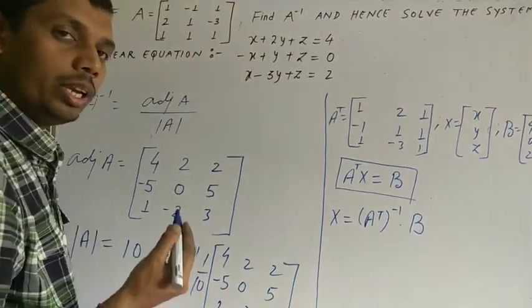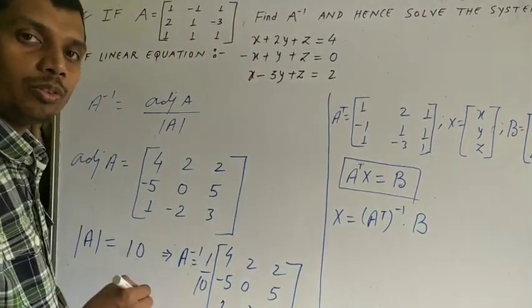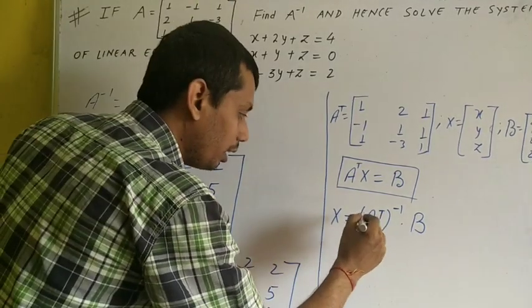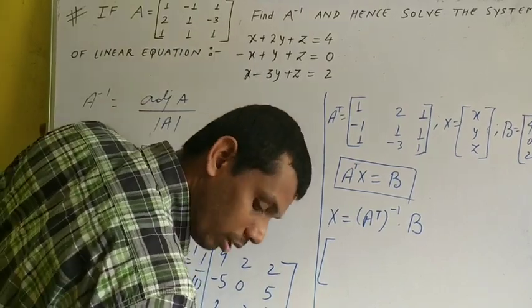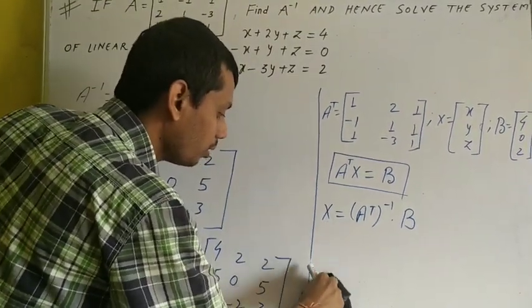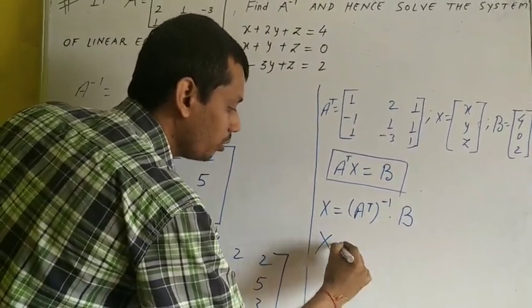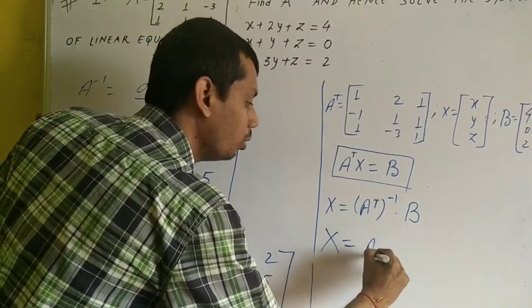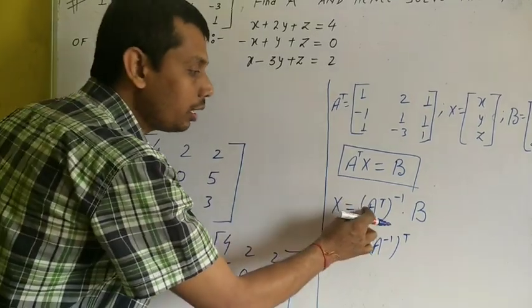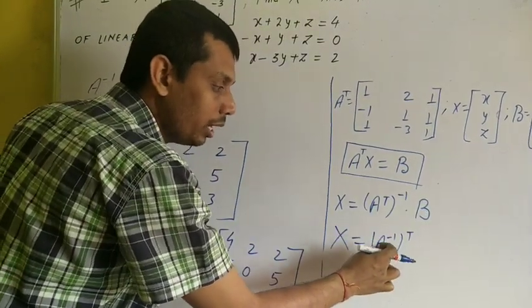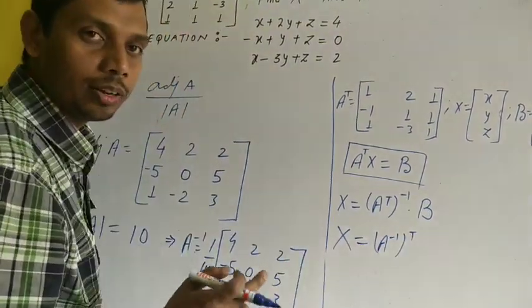Now we have discussed the properties of inverse. Let us write one more step: X is equal to A inverse transpose into B. A transpose inverse and A inverse transpose, they both are the same.